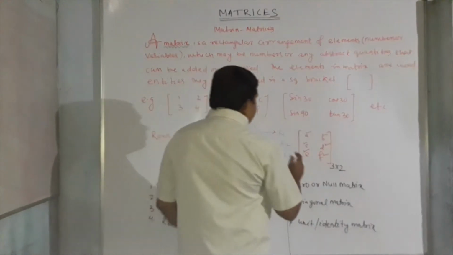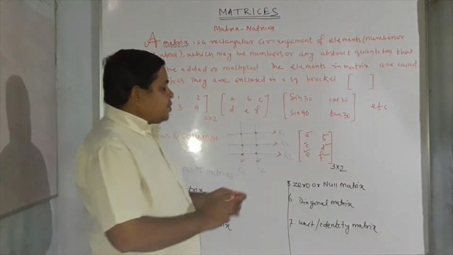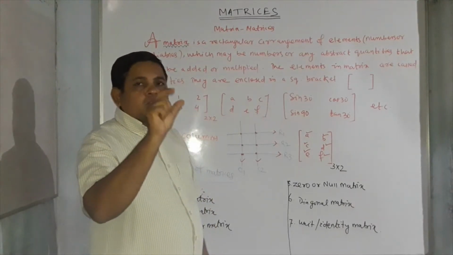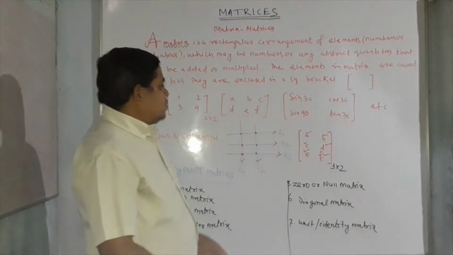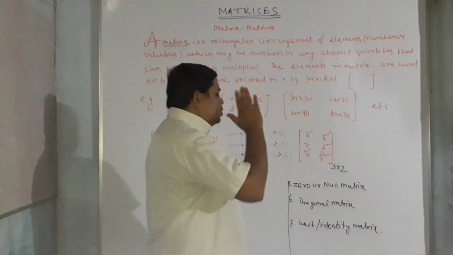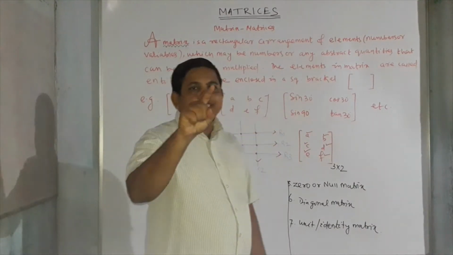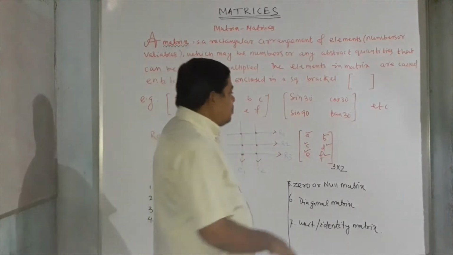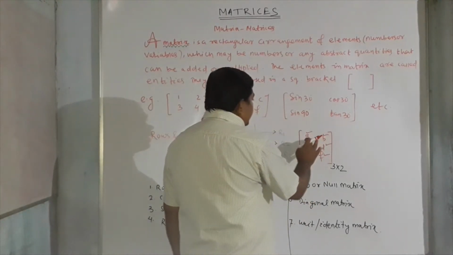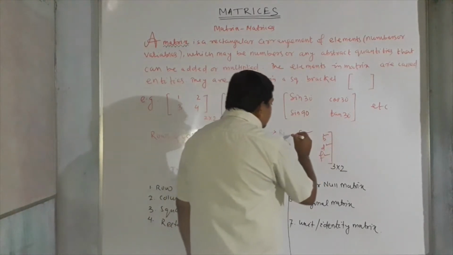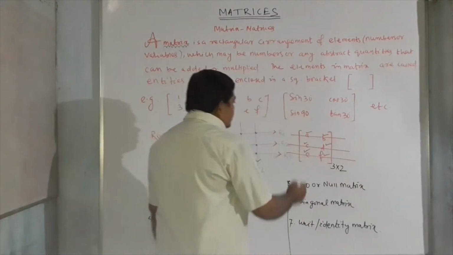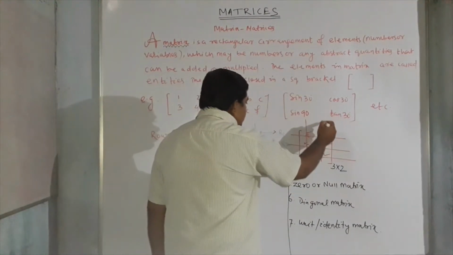Then what is the order of the matrix here? Order means the number of rows and the number of columns. You write it in the multiplication or product form, and it is called the order of the matrix. What is the order? When you state the order of a matrix, first you write the rows. How many rows are here? Here 1 row, 2 rows, 3 rows. Here 1 column, 2 columns.